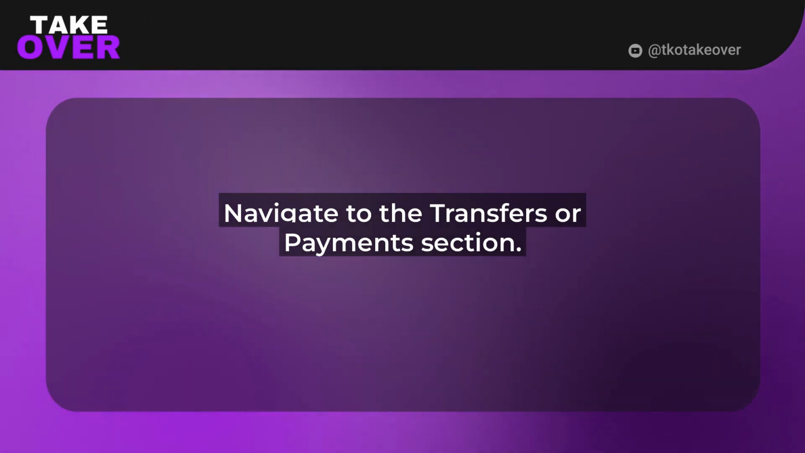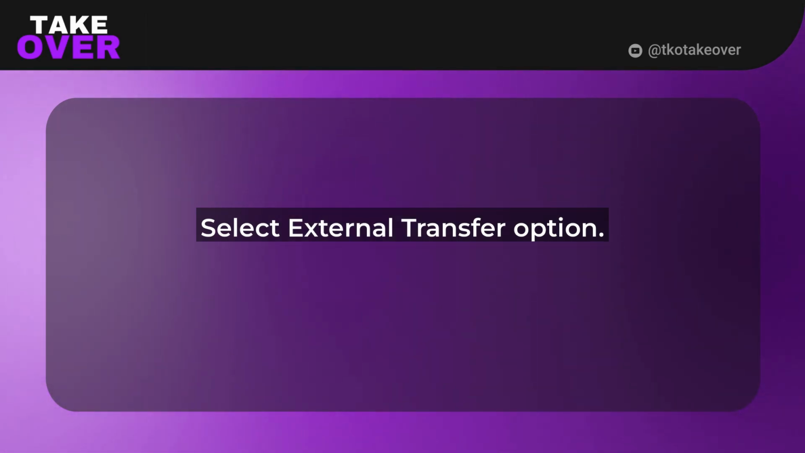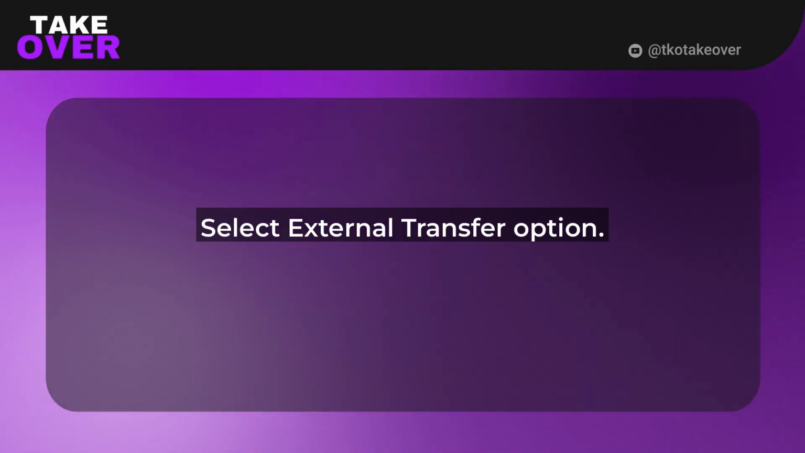Step 1. Log into your US bank account. If you're on the website, head to usbank.com and enter your credentials. If you prefer the app, open it up on your phone and sign in securely. Once you're in, look for the Transfers or Payments section. It's usually front and center on the dashboard.